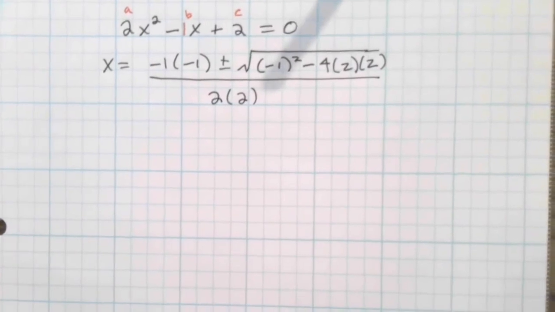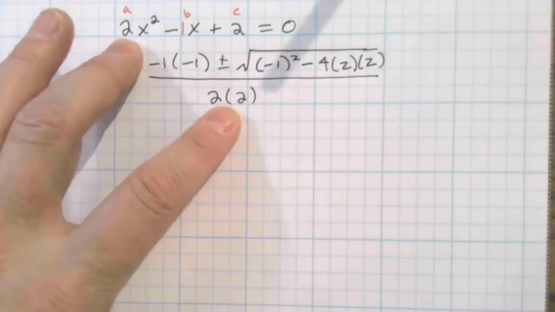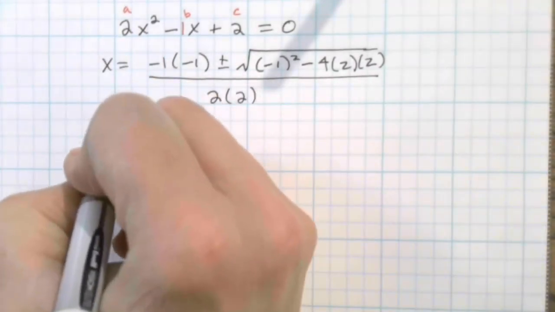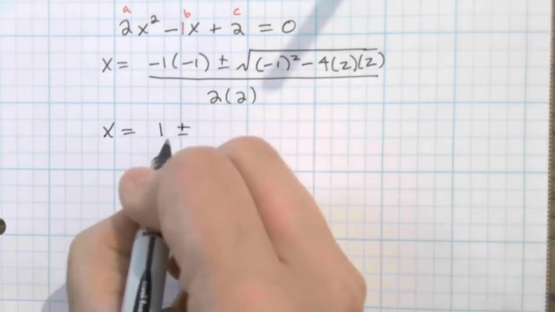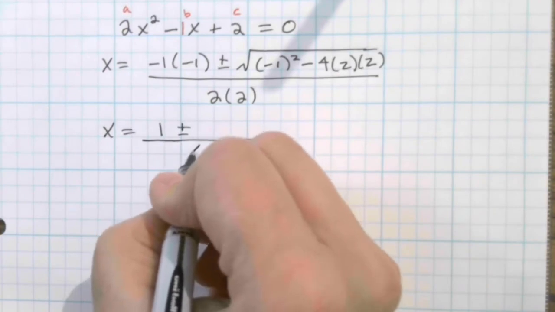Now it's a game of simplifying. You can simplify the outside pieces right away. -1 times -1 is +1. 2 times 2 is a 4.